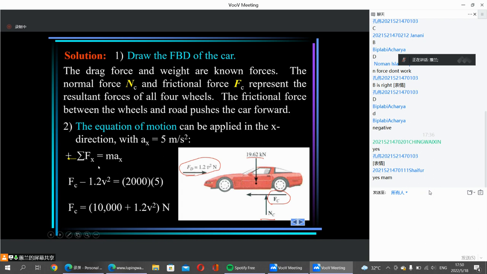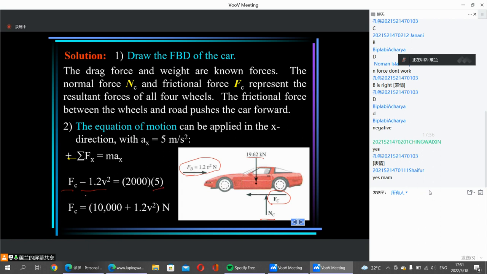Okay, so to the left as positive because the friction force is actually the driving force. So we have in the x direction Fc, the friction force, or we say it's actually the driving force. This one will be the FD, the drag force. Okay, and it will equal max. ax is given, and the acceleration is given, right?